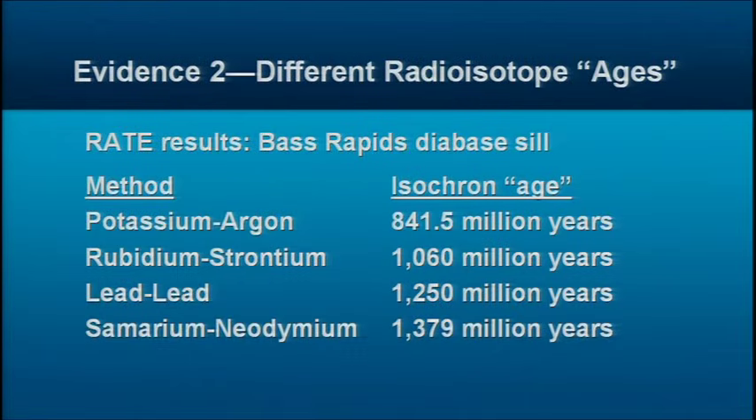And these are the results that we obtained. The potassium-argon result was 841.5 million years. The rubidium-strontium, 1,060 million years. The uranium-lead was 1,250 million years. And the samarium-neodymium, 1,379 million years. Do any of those agree with one another? Maybe there's an option E, none of the above.